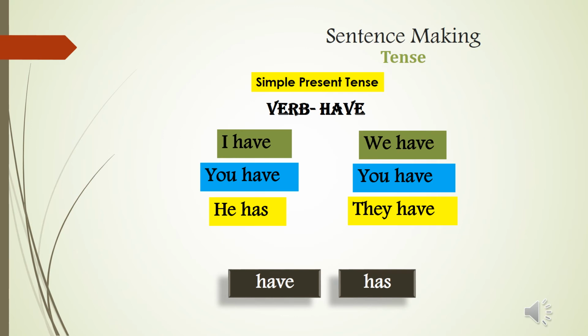Now the last type of verb, that is have verb. So read with me. I have, we have, you have, he has, they have. So only two forms, have and has, in simple present tense. Mug up this pattern.